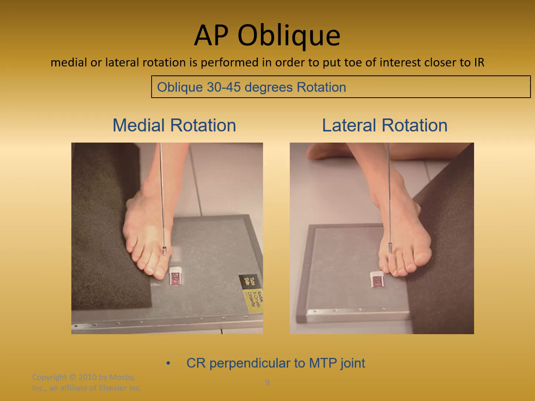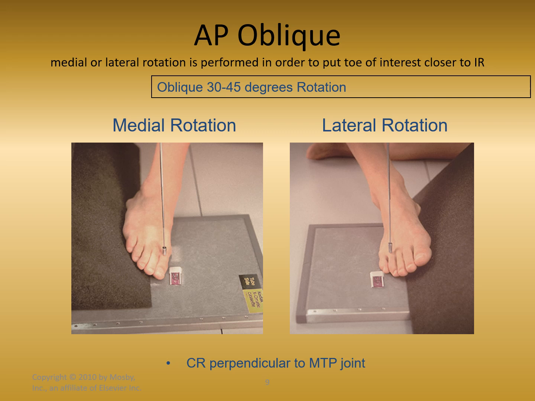On the toes, we have to think about the direction of the rotation. We want to rotate the foot so that the toe of interest will be closest to the IR. So if we are taking images of digits 1, 2, or 3, we will be medially rotating the foot to place those digits closer to the IR. If we are taking an x-ray of digits 4 or 5, we will be turning the foot laterally to put those digits as close to the IR as we can.